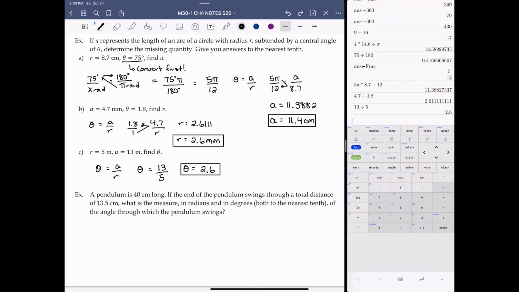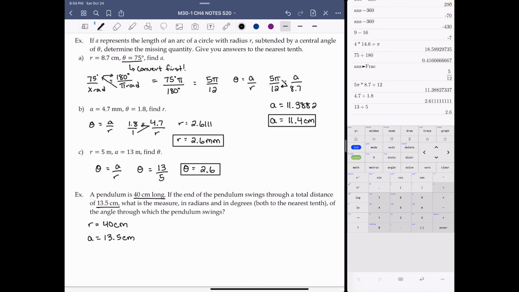Last question. A pendulum is 40 centimeters long. If the end of the pendulum swings through a total distance of 13.5 centimeters, what is the measure in radians and in degrees, both to the nearest tenth, of the angle through which the pendulum swings? So the pendulum is 40 centimeters long. That would be our radius. And the end of the pendulum swings through a total distance of 13.5 centimeters. That would be our arc length. We want the angle in radians and degrees.